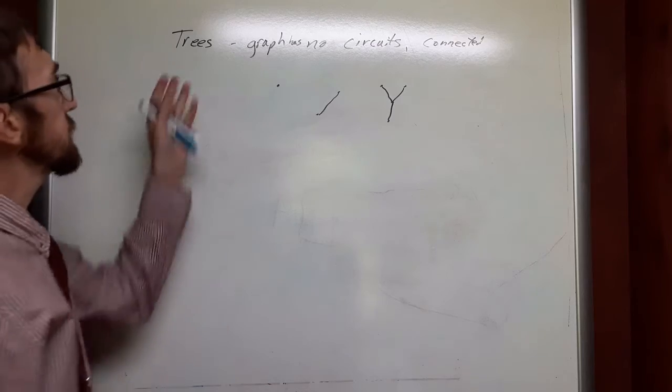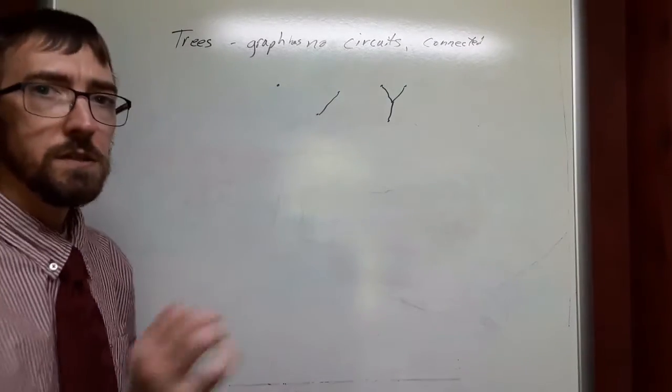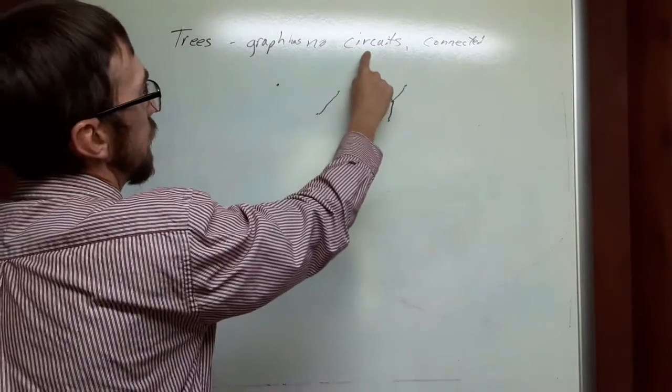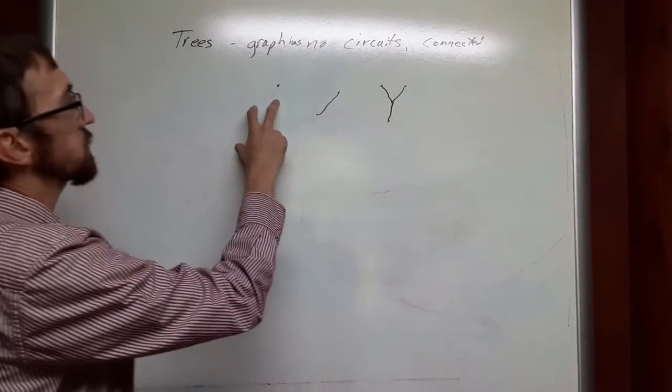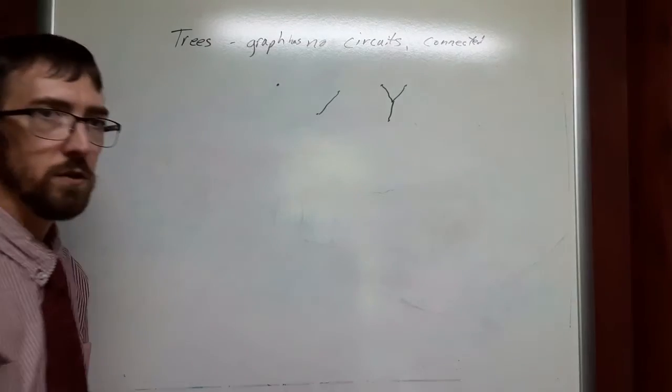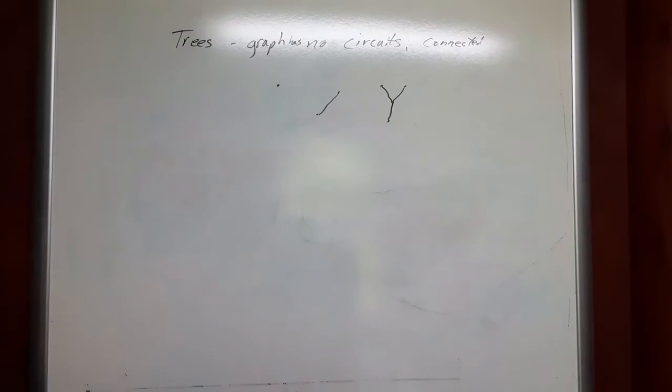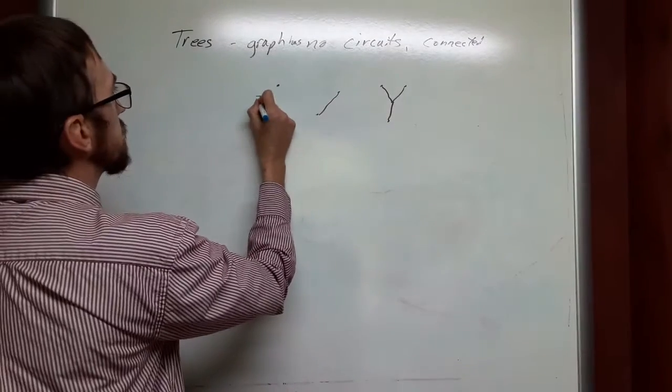I'm going to talk about trees, which is a type of graph. This is a specific type of graph that's going to have no circuits and it is connected. So the first graph I have here is just one vertex. This is known as the trivial tree.